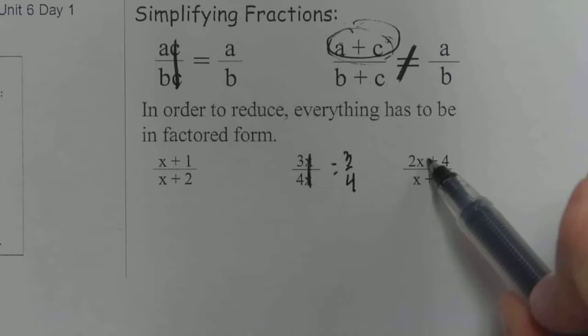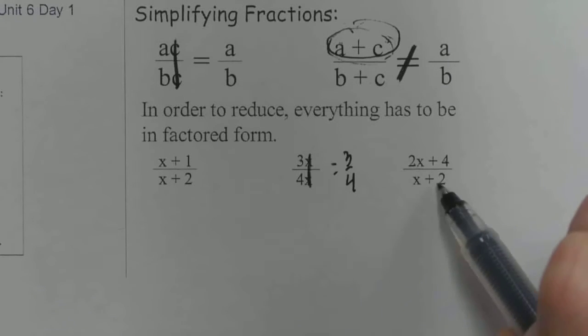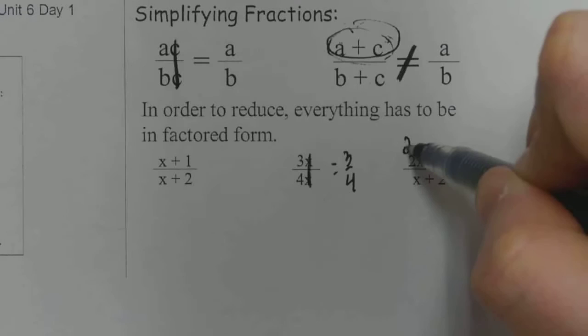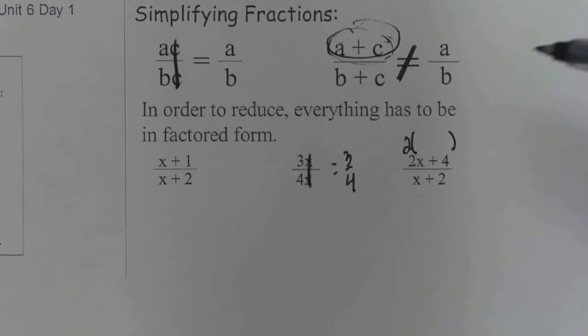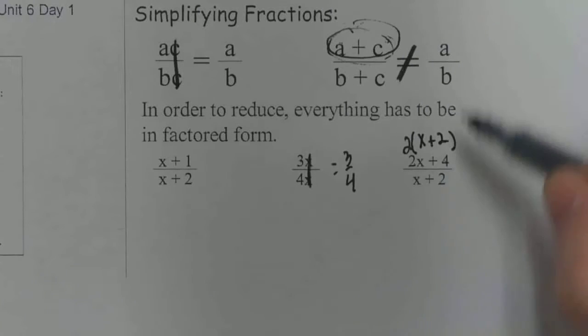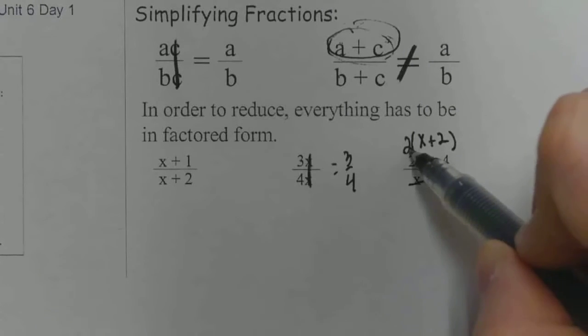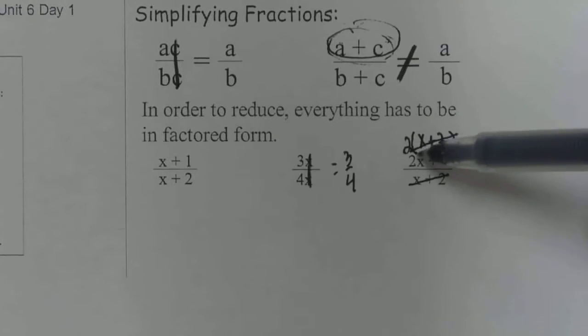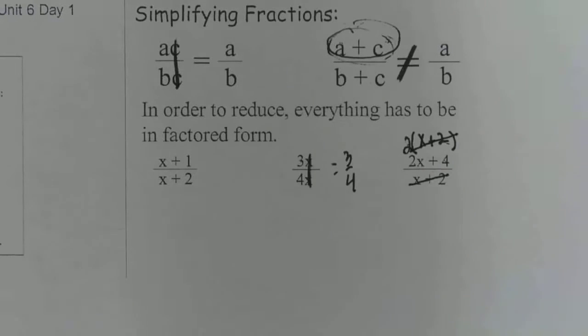On this next one right here, the way that it looks right now, it's attached by addition and I can't cancel anything. But if I take a greatest common factor of 2 out of the top, and I end up with x plus 2, then the x plus 2 can cancel with the x plus 2, because this x plus 2 was attached by multiplication to the 2 that was out front. So my answer would just be 2 over 1 here, or just 2.